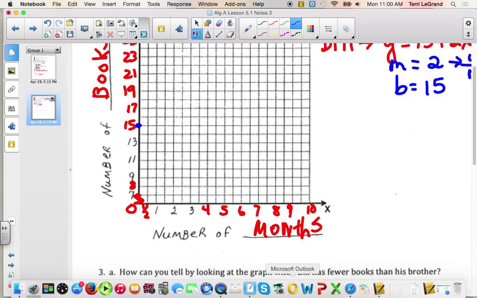So up 2 books, we go to 16, 17 over a month. We'd have to go half a month, whole month. We actually end up going up 2 over 2. Up 2 books, over a whole month. Keep doing that. Make points so you can't make them anymore on that graph, okay?